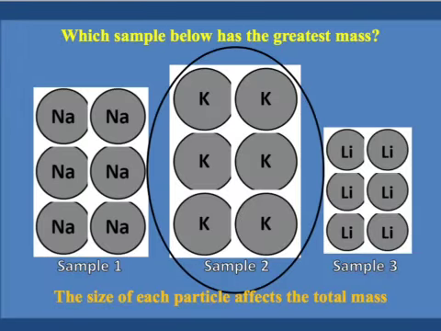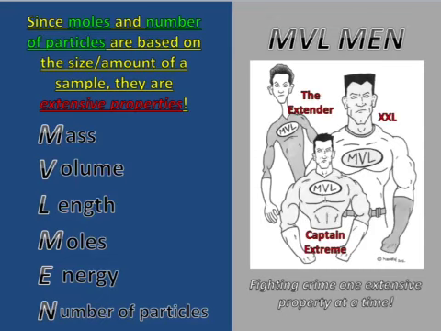Right, now this example shows how size affects mass. We have 3 samples. They all have 6 atoms, but notice that the K atoms, the potassium atoms, are the biggest, so they would have the most mass. Let's look at another one. Since moles and number of particles are based on size, and they're also based on amount, they are extensive properties. Remember MVL men, where it's mass and volume and length and moles and energy and number of particles? So these are our extensive properties.